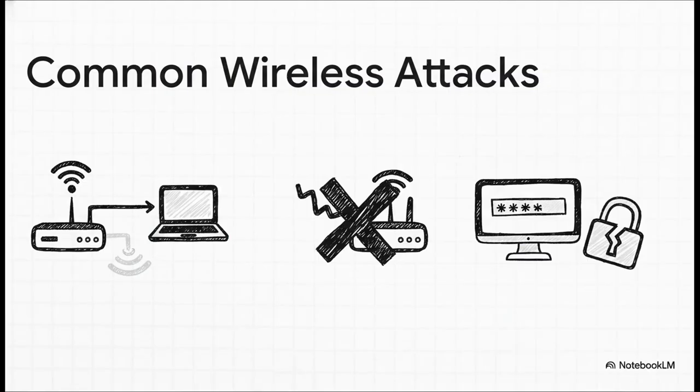But even the best encryption isn't magic. For instance, an attacker could hit you with a de-authentication attack, which forcibly kicks you off a good network. The whole point is to frustrate you so you'll connect to their evil twin instead, a fake hotspot they control. And of course, none of this matters if you're using a password like password123.